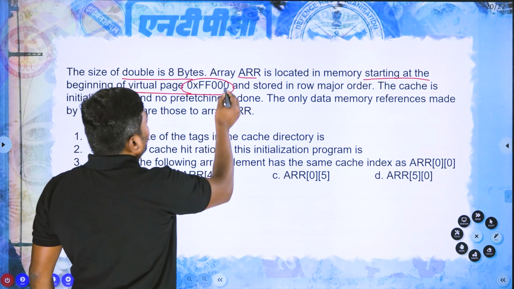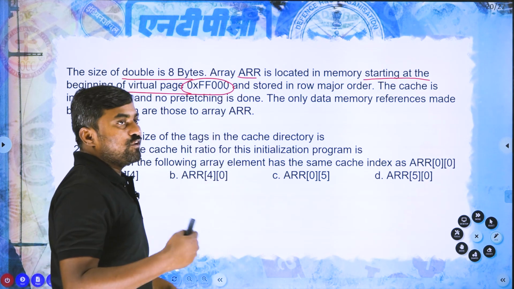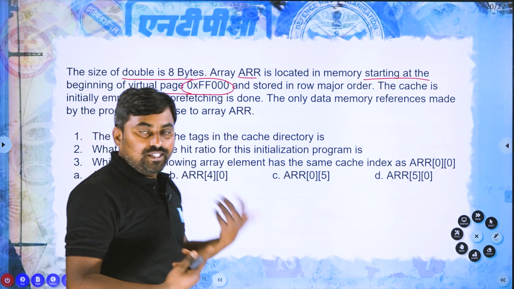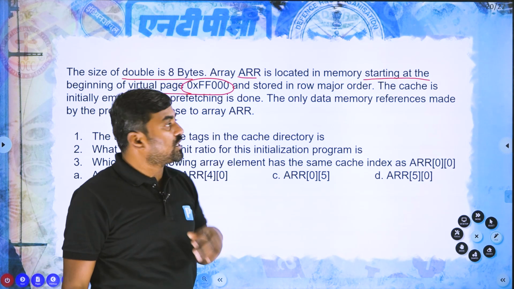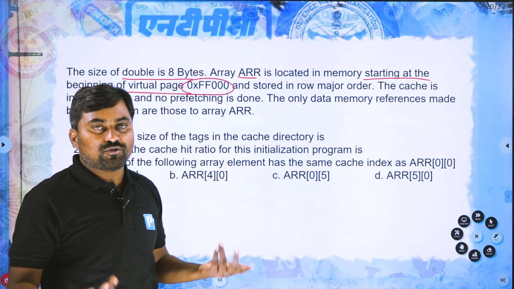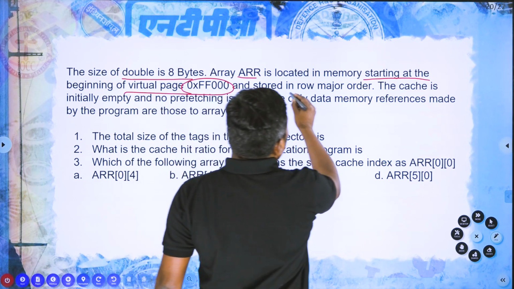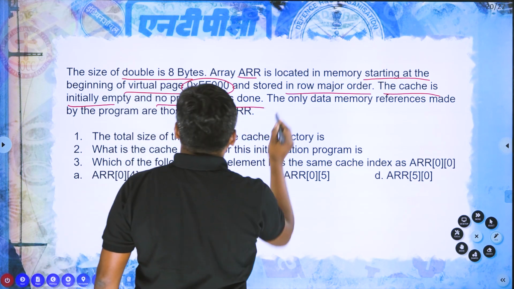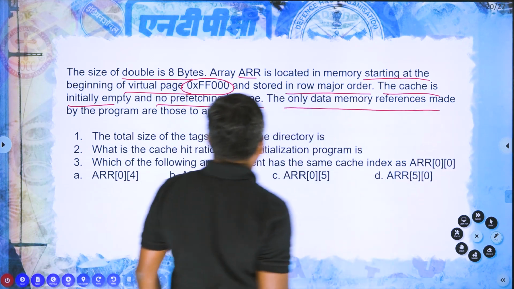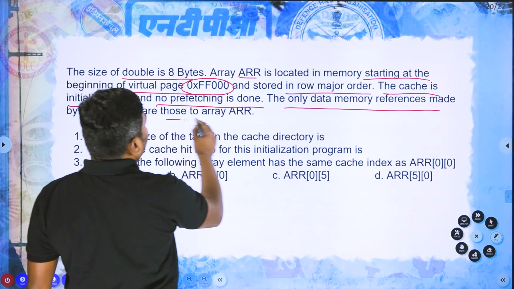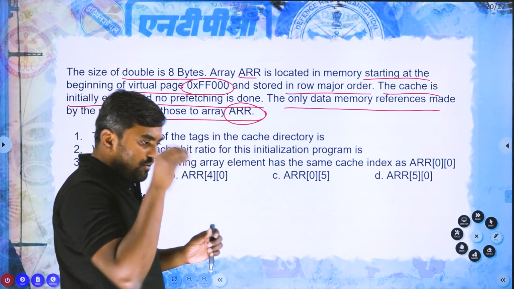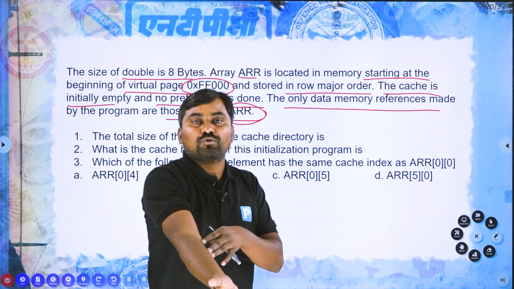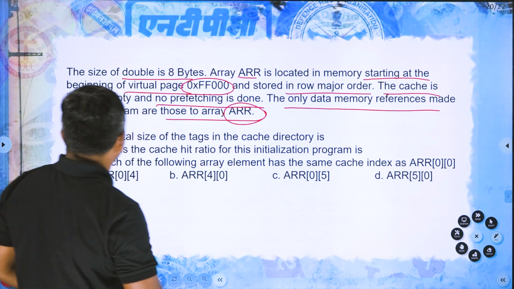FF40. You understand, 1, 2, 3, 4, 5. 5 fours are 5 only. Each digit is 4 bits, right? 20 bits, like my main memory size is 1 megabyte. You understand? Stored in row major order. The cache is initially empty, good, and no prefetching is done. The only data memory references made by the program are those to array elements only. So memory references which come from the CPU go directly to the array, not to the entire program memory. You want to understand.